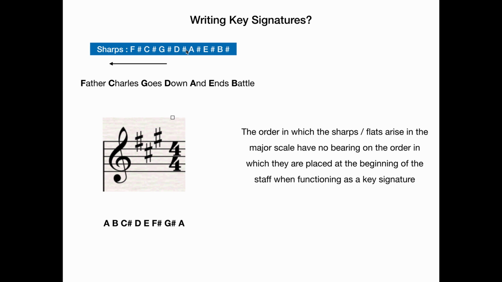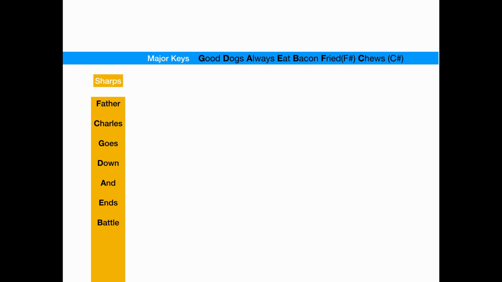And if A sharp is the last sharp in the key signature, then the key signature of B major contains an F sharp, C sharp, G sharp, D sharp, and A sharp. Now there is another method if that's just a bit confusing for you guys. I've got some more rhymes for you.